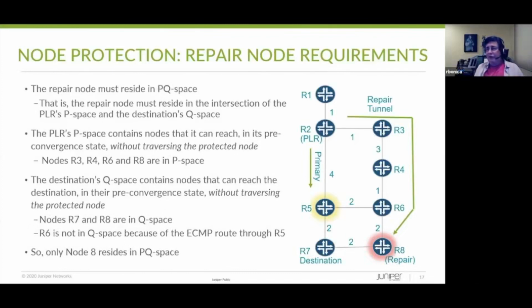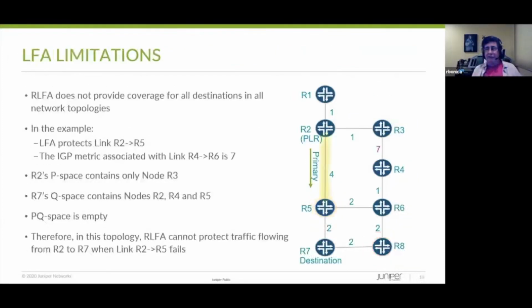You know, using tunnels, you expand the number of candidates you have as repair nodes, and you get better coverage, but you don't get 100% coverage. Here, I've tweaked the IGP metric on this link one more time. First time you saw the metric, it was set to 1. Second time you saw it, it was set to 3. This time it's set to 7.